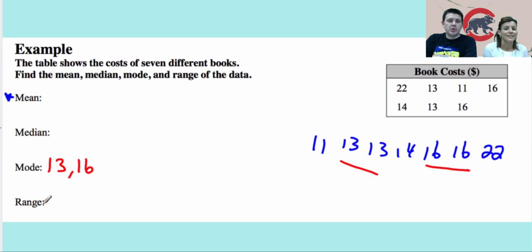Let's knock out the range while we're here. That's our high, the distance between the high minus the low. So we're going to do 22 minus 11, which is 11.